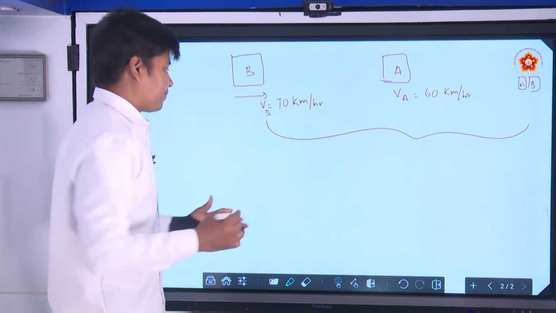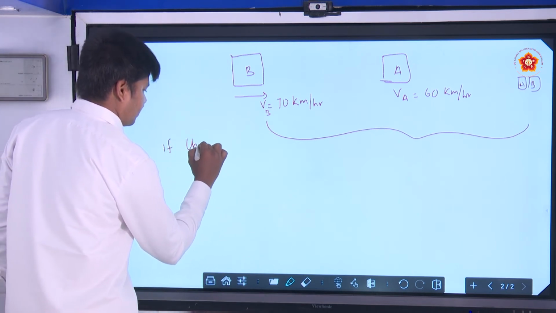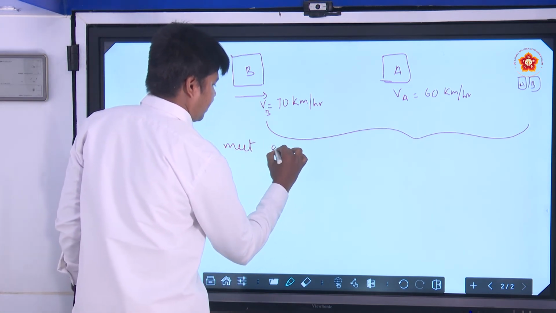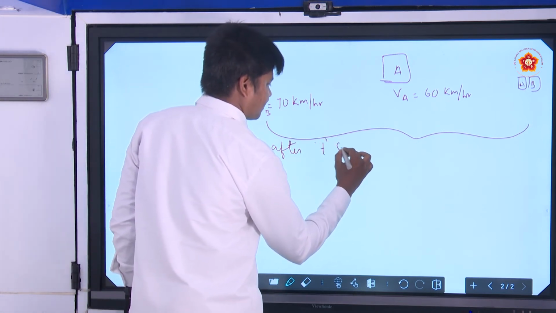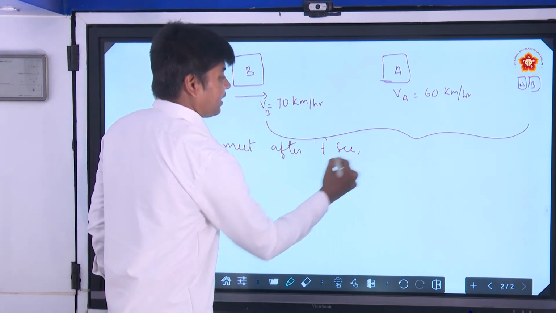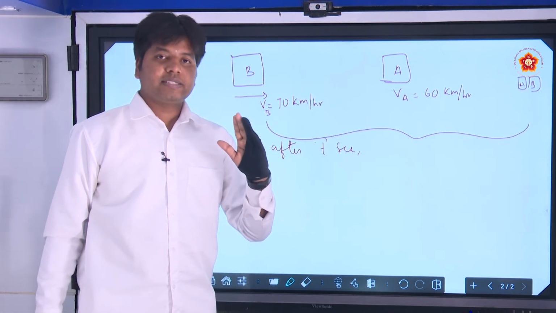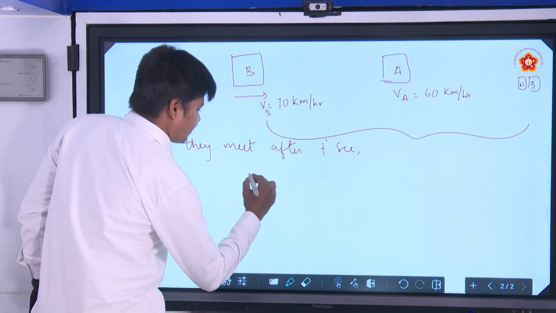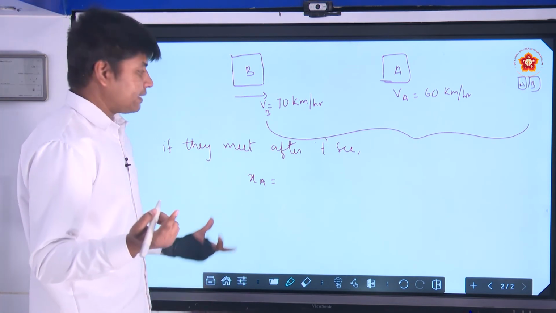We are considering if they meet after t seconds. So what will be the distance travelled by A in t seconds? Let us see. Let us call it XA, the distance travelled by A in t seconds.